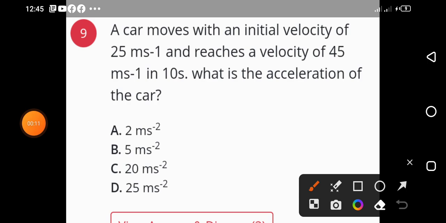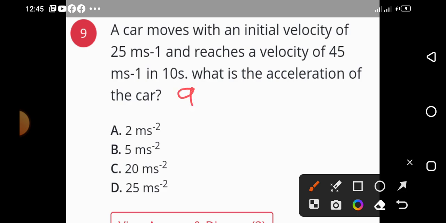A car moves with initial velocity of 25 meter per second and reaches a velocity of 45 meter per second in 10 seconds. What is the acceleration of the car? So this question requires us to find the acceleration, A.